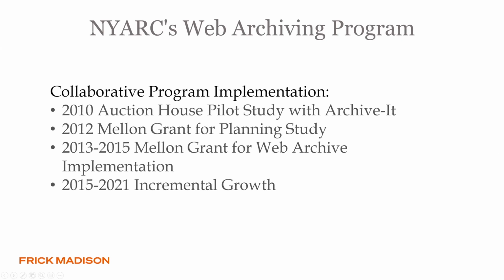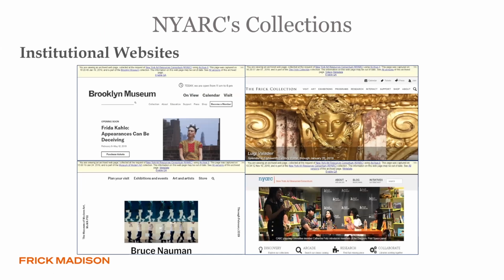NYARC presently has 10 web archive collections, all available on our Archive-It partner page, and each of these collections continues to incrementally grow over time. Sites of scholarly value are selected and nominated for inclusion in our curated collections, each of which is aligned with the collecting objectives and strengths of the 3 NYARC institutions.